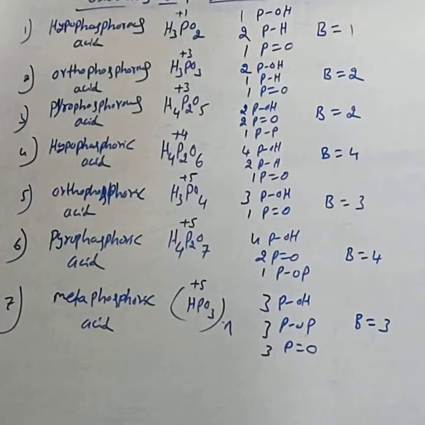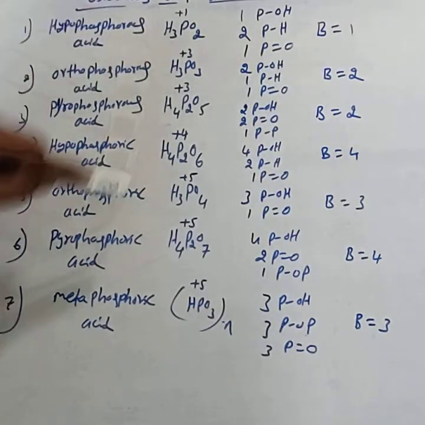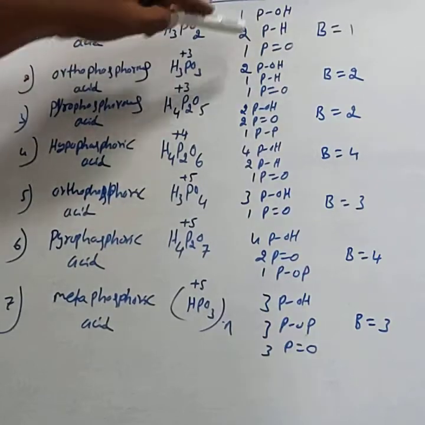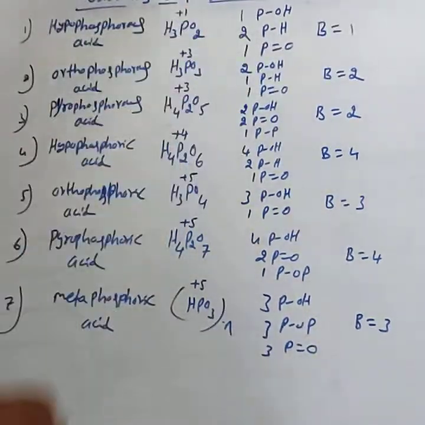You have to practice the formulas, and you have to remember the number of bonds and what type of bonds are present. Then easily you can write the structures. If you know the number of P-OH bonds, then you can write the basicity value. Then in our syllabus, some examples are there. Next you can study the examples.